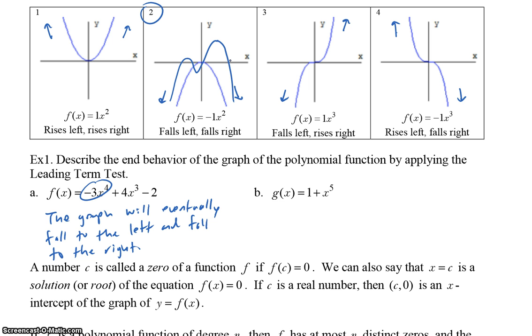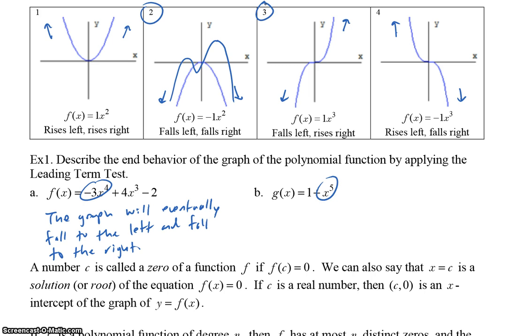Example 1b, g of x equals 1 plus x to the fifth. Here actually the leading term is not the first term, but we just look for the highest power of x in determining the leading term. What we see is the degree is 5, it's odd degree with a positive leading coefficient, positive 1. So the behavior here should be what we see in case 3.